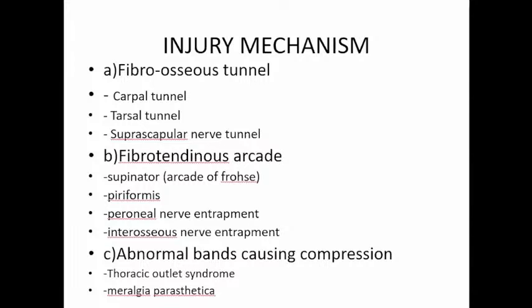Thirdly, the other mechanism due to anatomy would be abnormal bands causing compression, like thoracic outlet syndrome. In thoracic outlet syndrome, it's usually in the upper part of the thorax, usually the first rib, and sometimes people are born with abnormal bands so that there's pressure on the nerves between the first rib or second rib and those bands. There's also meralgia paraesthetica, which occurs in the hip region.